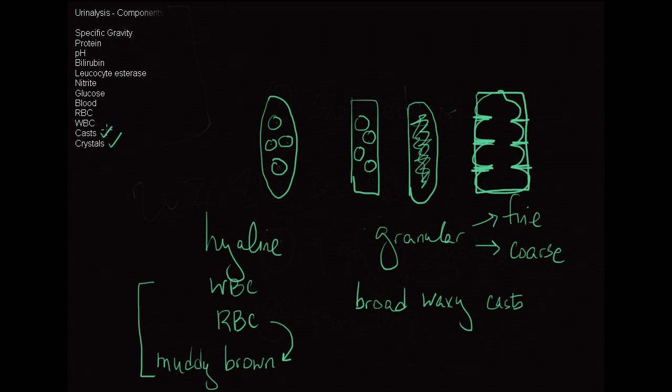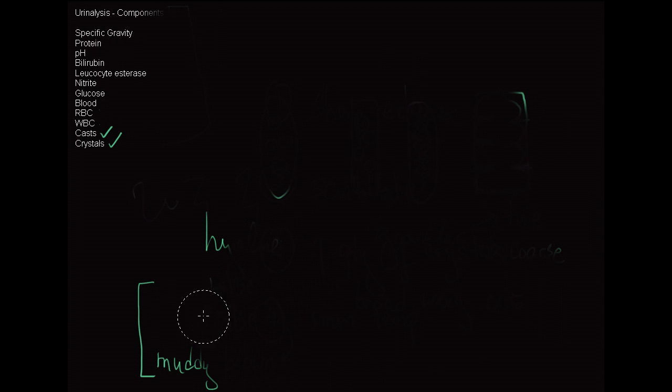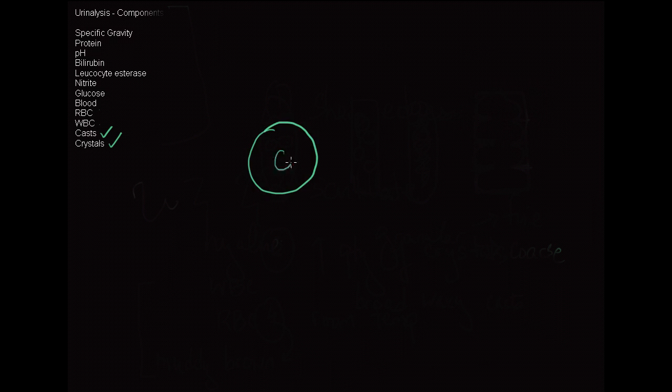So those are casts. Along the same lines, you have white blood cells and red blood cells, so we can go over that briefly. As I told you before, white blood cells have a nucleus, so you'll be able to see the nucleus under the microscope. They usually take on a circular appearance, but they have some elements within. Red blood cells, despite being called red blood cells, don't look red on urine microscopy. They're usually clear and oval shaped.